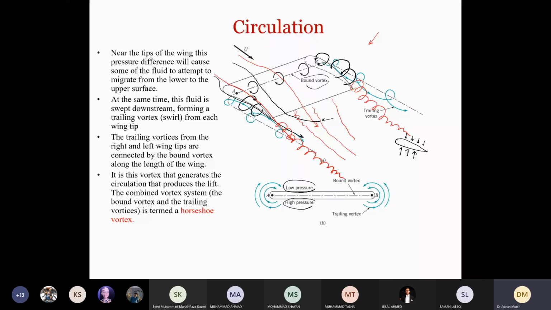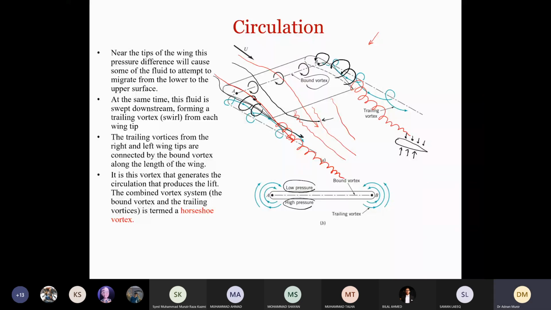So near the tips of the wings, this pressure difference will cause some of the fluid to attempt to migrate from the lower to the upper surface. At the same time, this fluid is swept downwards, forming a trailing vortex from each wingtip. The trailing vortices from the right and left wingtips are connected to the bound vortex along the length of the wing. It is this vortex that generates the circulation that produces the lift. The combined vortex system, the bound vortex and the trailing vortices, is termed the horseshoe vortex.